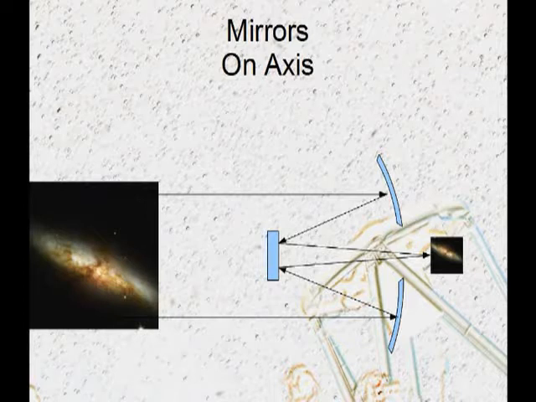So one question is, whenever someone sees an on-axis design like this, well, is there a hole in the image? What do you think? Is there a hole in the image? No. Good. Then I've tricked you into understanding that.